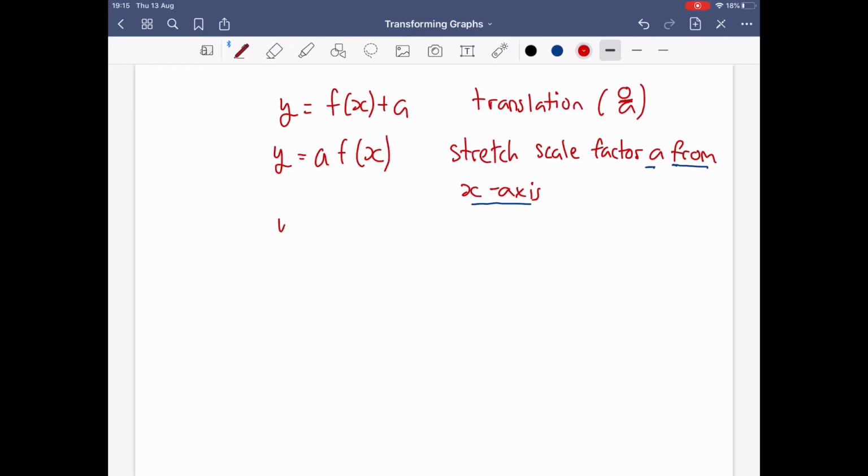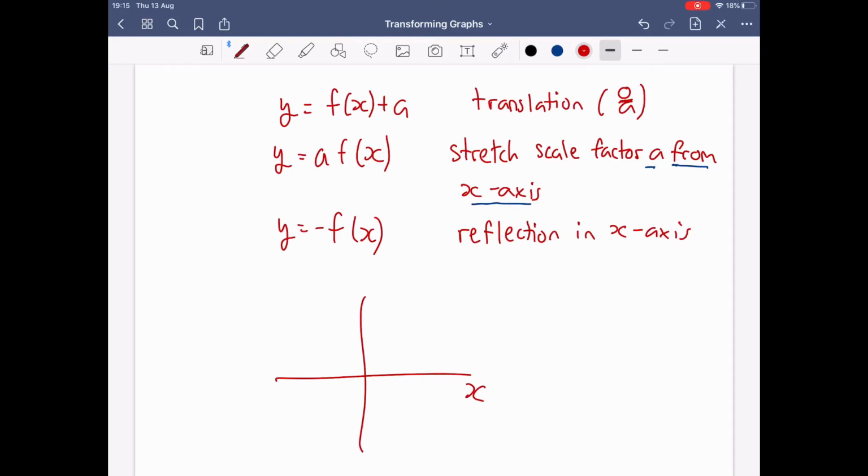Next, we have y equals minus f of x. The technical way to say this is reflection in the x-axis. I think this is pretty straightforward. You're just reflecting it in the x-axis. So the x-axis is the horizontal.